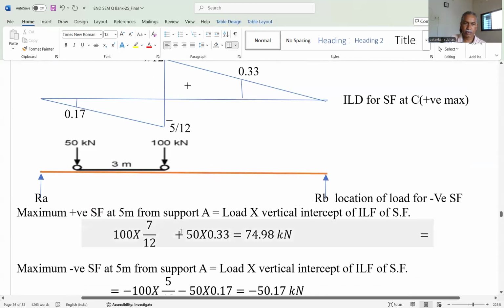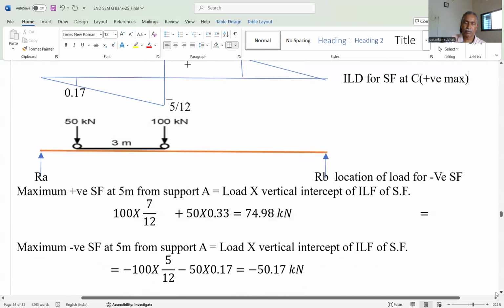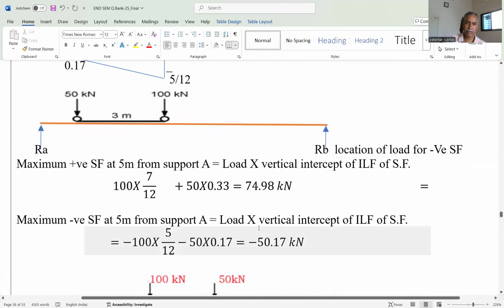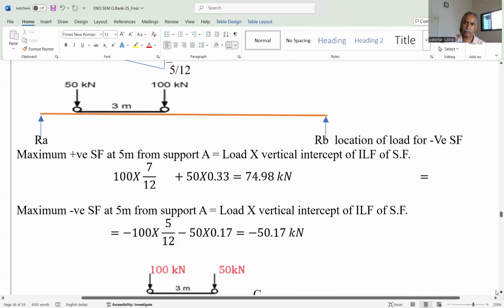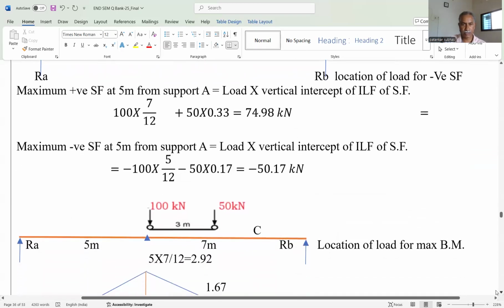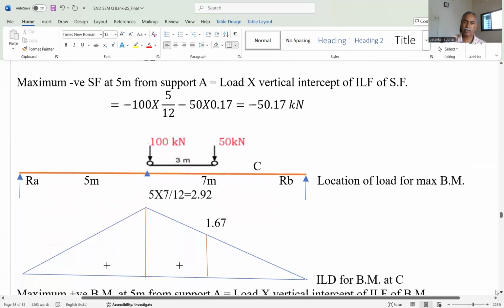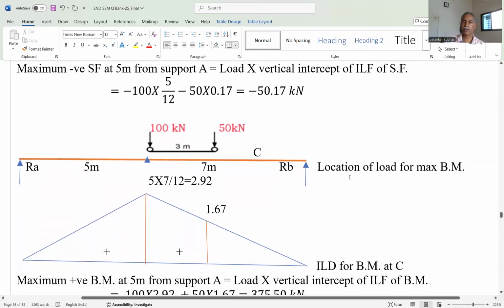This is the maximum positive shear force, that is 74.98 from figure number 1, and this is the maximum negative shear force, that is minus 50.70 kilonewton, at the given section 5 meter from the support A. Similarly, we can locate the maximum positive bending moment. Here the bending moment diagram is positive, so there is no issue for the negative maximum bending moment.